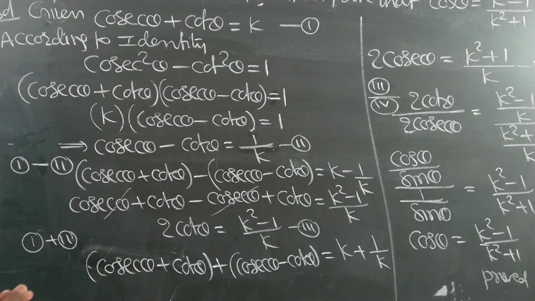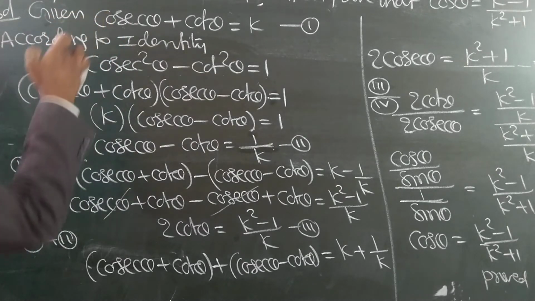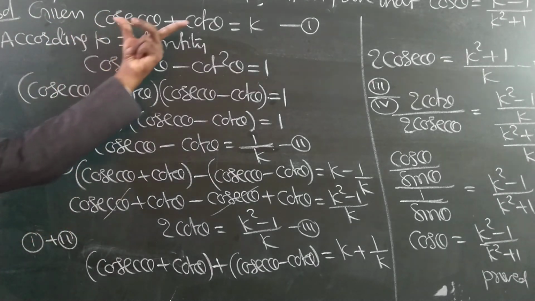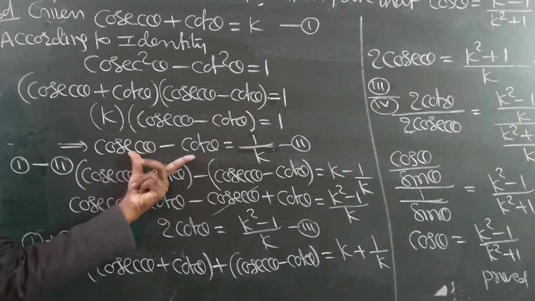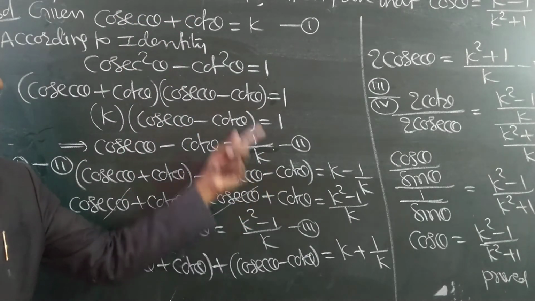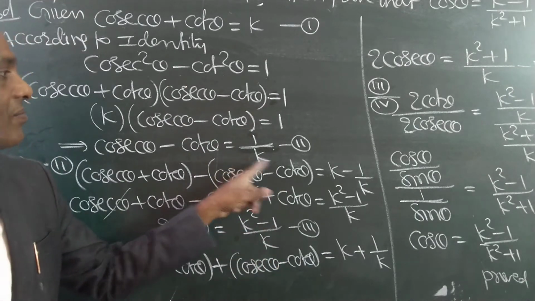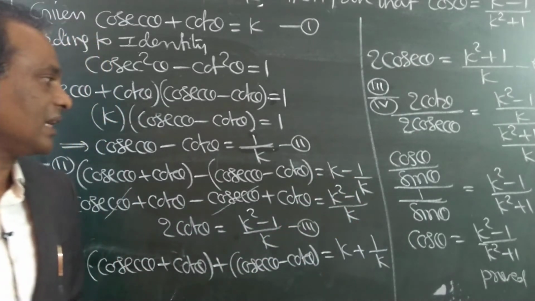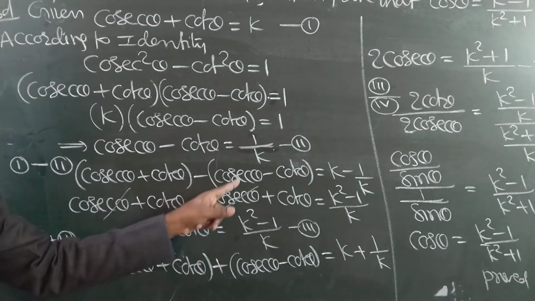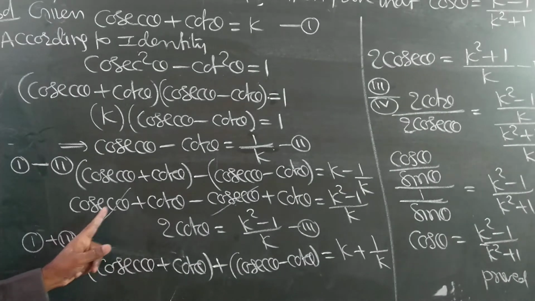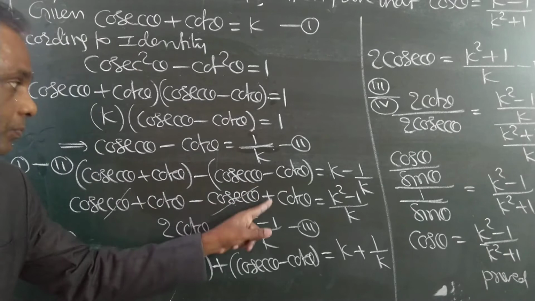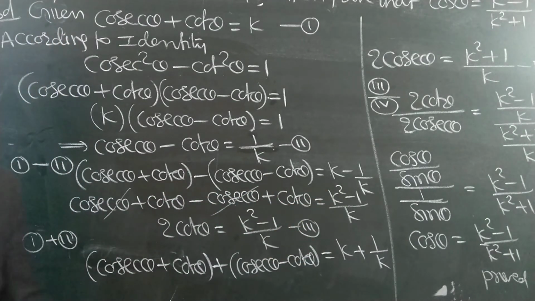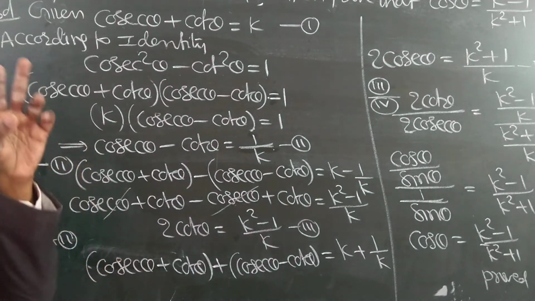Second idea is subtract 1 minus 2. This idea you have to get. 1 minus 2: cosecant plus cot minus cosecant minus cot is k minus 1 by k. K LCM gives k square minus 1 by k. Here, minus cosecant theta plus cosecant theta cancel. Cot minus into minus plus cot. Cot plus cot is 2 cot. Third equation. One more idea.